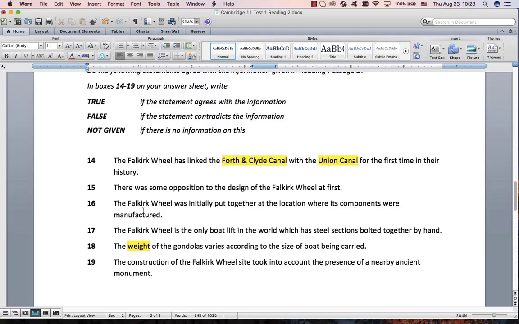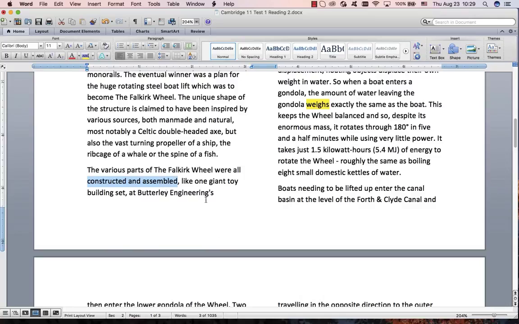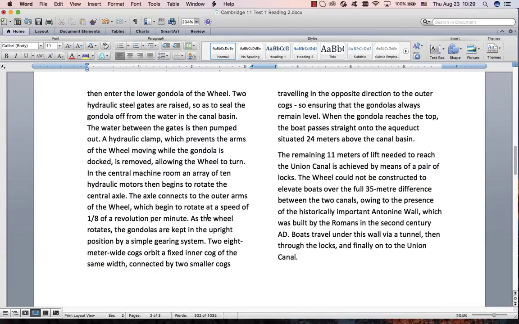Let's skip it. Initially, at the beginning, put together at the location where its components were manufactured. Components, you probably don't know it, but it means the parts. And that's over there. There's manufactured. Alright, so this is close enough. This is parts, that's components. We'll come back to that later. Constructed and assembled, manufactured, close enough.